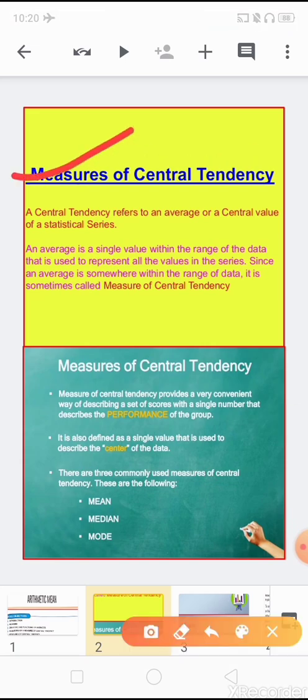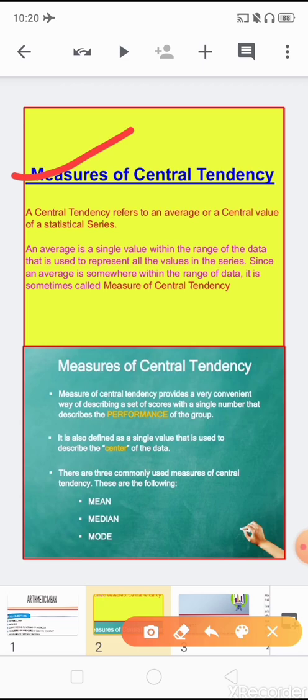Children, measure of central tendency means a central tendency refers to an average or a central value that represents the statistical series. This is a value which is an average value, or it is known as the central value, which is representing the entire statistical series.